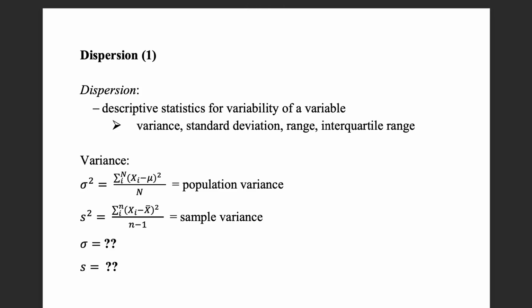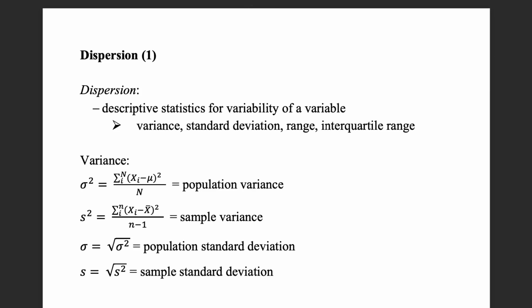Besides sigma squared and S squared, we can also look at sigma and S, where sigma refers to the standard deviation in the population, and S refers to the standard deviation in the sample. And the only difference between sigma and sigma squared is the square. So what is sigma? It is the square root of sigma squared, and that's the population standard deviation. And the same thing for S, it is the square root of S squared, the sample standard deviation.